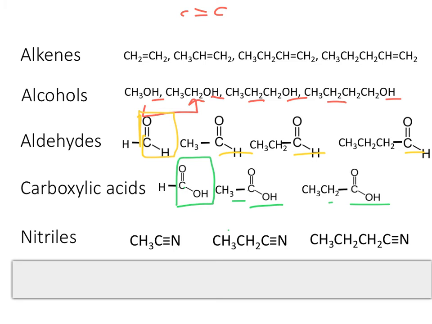And the final one for this page are nitriles. Nitriles all have a carbon-nitrogen triple bond in them. As you can see, the first one I've got has two carbons, and then I go to 3, 4. I can't have this one here, so I couldn't have HC triple bond N. That is, of course, hydrogen cyanide gas rather than a nitrile.